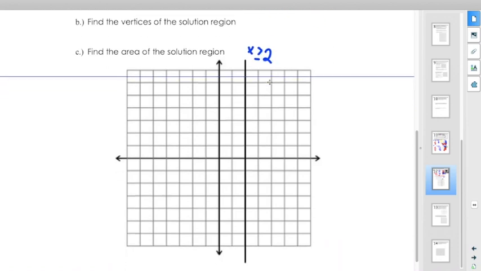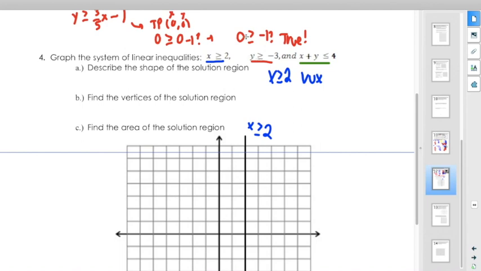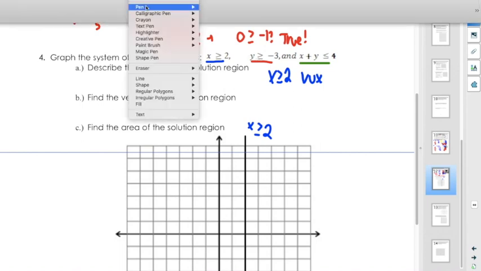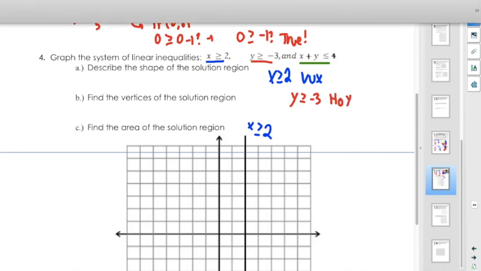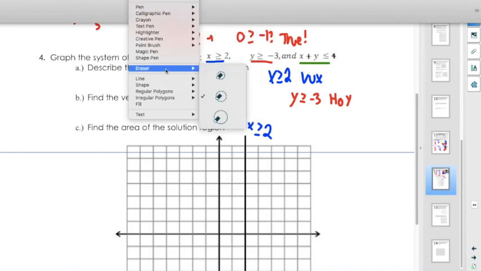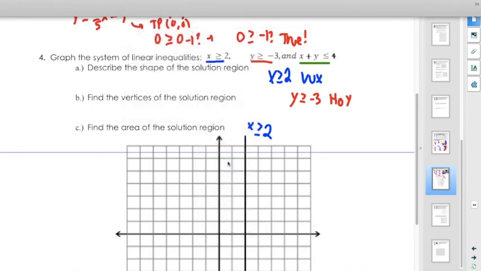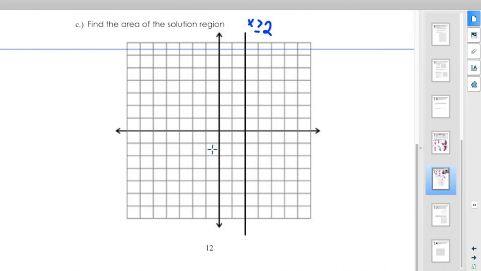Okay, let's graph this one. Y is greater than or equal to negative 3. Well, this is going to be a horizontal line at negative 3 on the y-axis. Negative 3 is going to be here.